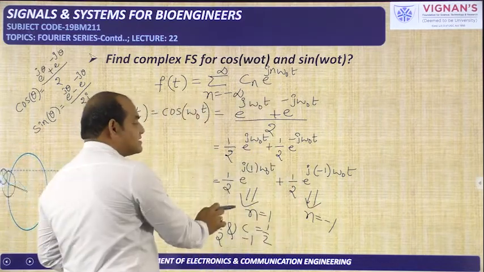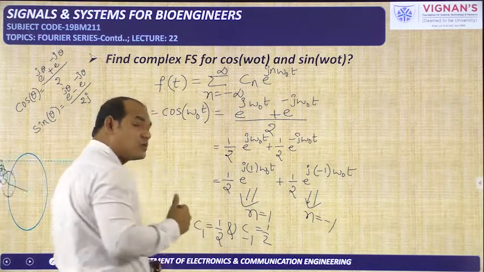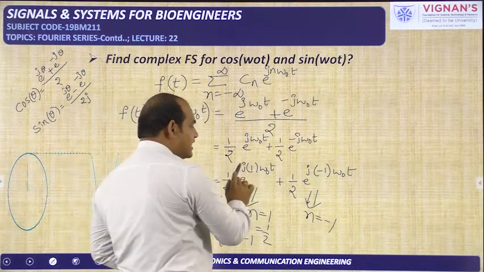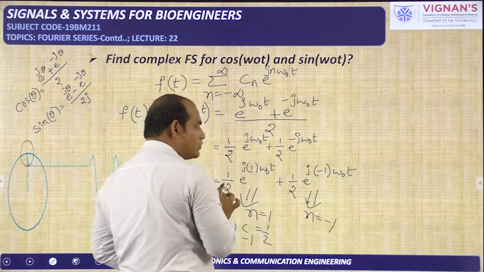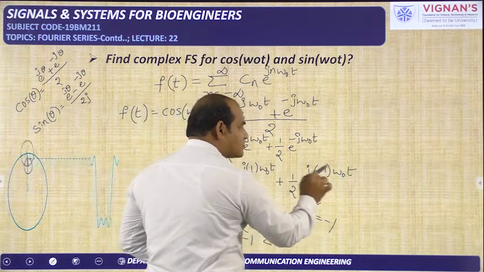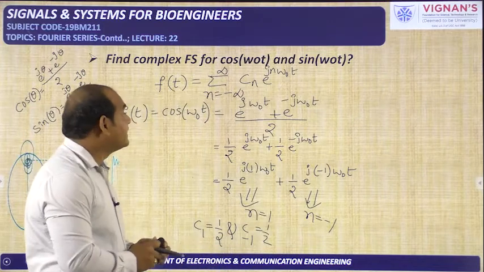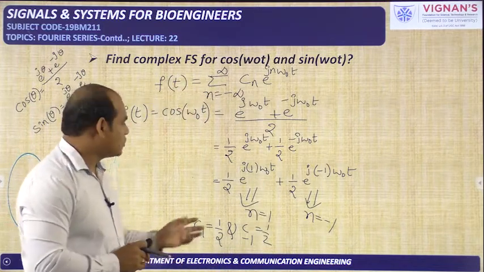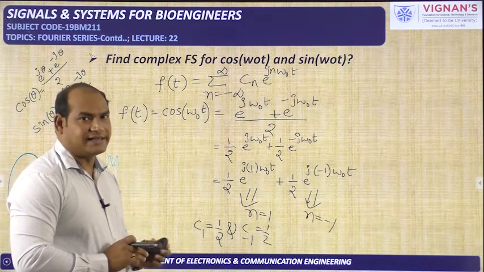But here n is equal to 1 and here n is equal to minus 1. How to identify the n value? You need to observe the power, e power j n omega naught t. So here n is equal to 1, and here n is equal to minus 1. n can be negative also. Here if you observe, n is from minus infinity to plus infinity. So in this way we can write.